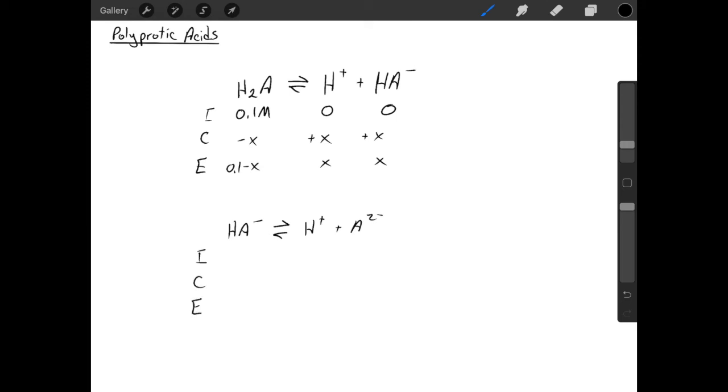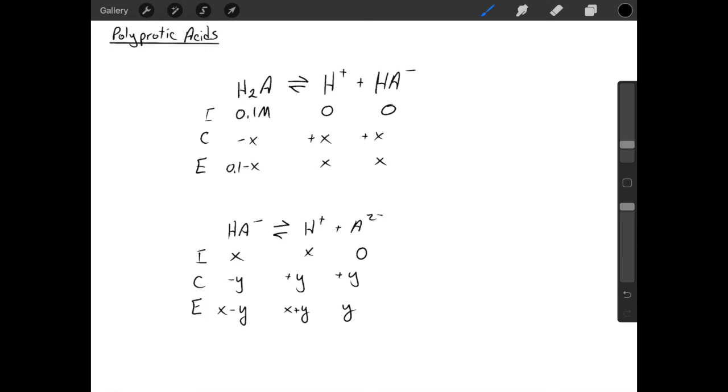And now the concentration of HA- is going to be the same one that you obtained from solving the first ICE table. It'll just be X. And the H plus concentration will also be X. And your A2- concentration will be 0. And then you do a similar type of calculation to find the new equilibrium values. And while this process is not particularly complicated, it is a lot more work than for a monoprotic acid.